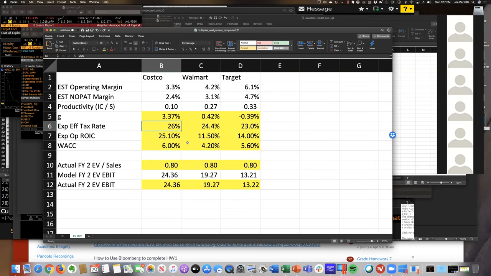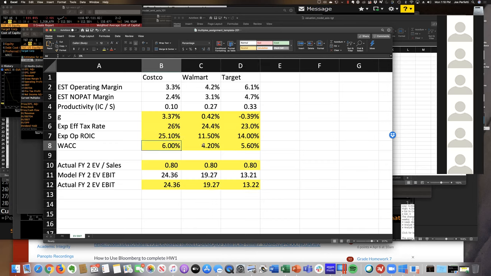Costco is trading at a premium to Target. 24.4 versus 13, almost double. Why? Well, what's interesting is, again, Target has a spread much more similar to Walmart's. Their spread is 9 points. Costco's spread is 19 points, right? What's making the difference here? Well, what's making the difference here is all growth. Growth of 3.3 versus the negative 0.4. So it's the growth at the much higher spread that is giving them a much higher multiple, 24.4 over 13.2.